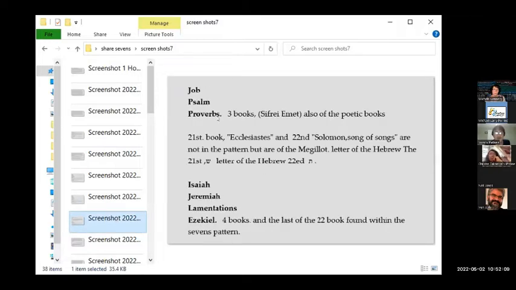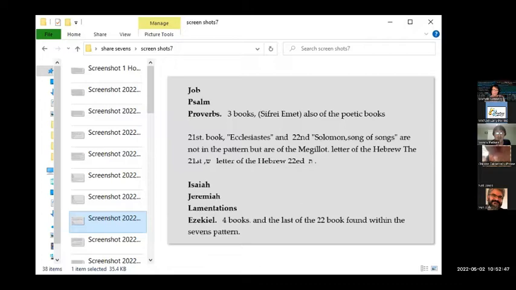These 3 books are actually the poetic books in Jewish tradition. Ecclesiastes and King Solomon's Song of Songs are not in the pattern. It skips them. But again, they're both among the 5 scrolls. So now we have 4 of the 5 scrolls here. We know that Lamentations is also one of the 5 scrolls, but we have 4 of the 5 separating these books, which I thought, okay, this is interesting. This is why I gave them the numbers of the Hebrew. And King Solomon being the 22nd book lines up perfectly with the Hebrew alphabet.